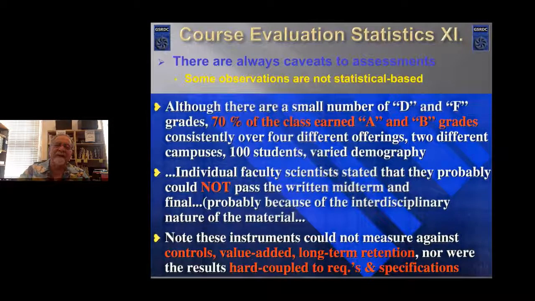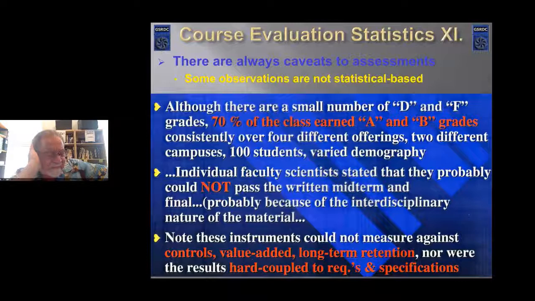Some are not statistically based. Although there are a small number of D and F grades, 70% earned A and Bs. Did that influence them? Individual faculty scientists stated that they probably could not pass the written midterm, probably because it was interdisciplinary. And so we couldn't measure that, but we did measure this, and you might be interested in this.